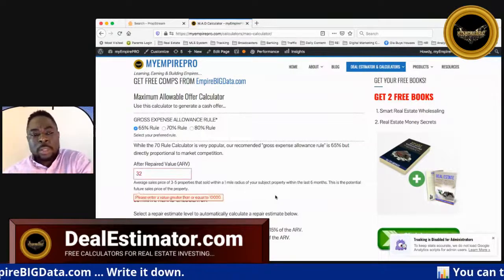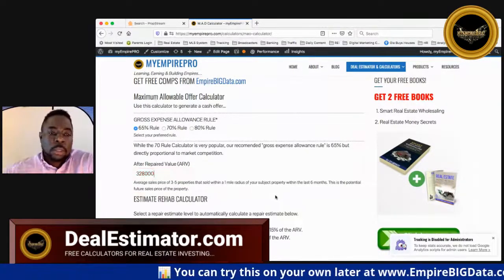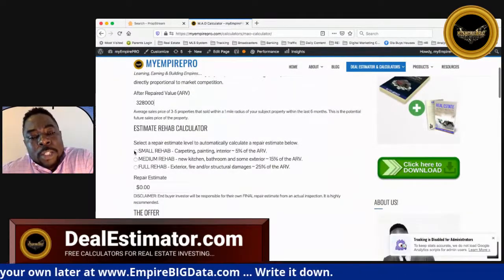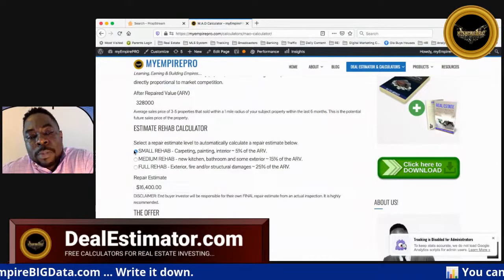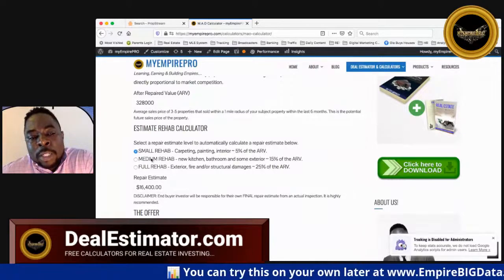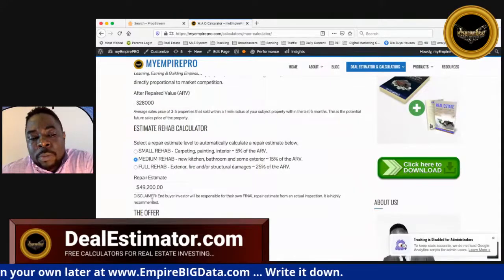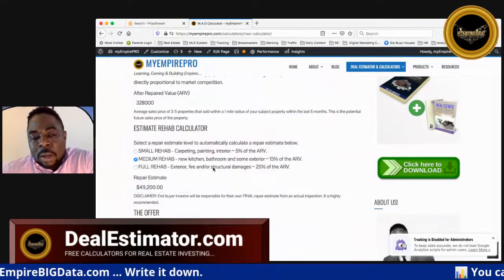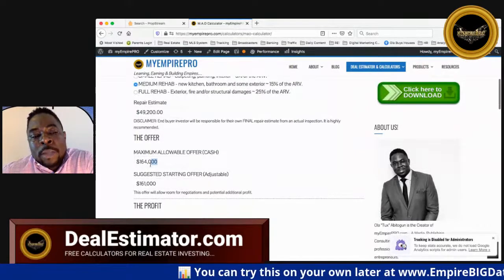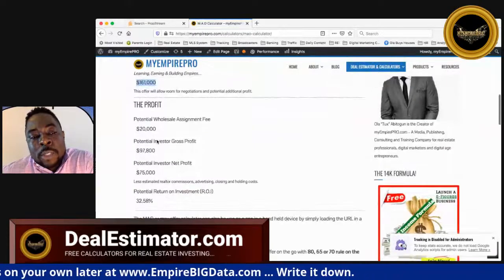So we're going to put $328,000 here, and we're going to dive in. Let's just assume this needs a small rehab. Probably this property is going to need a little bit more than a small rehab, so I'm just going to do medium rehab. I want to spend about $50,000 on the property, $40,000 give or take. And that tells me that my offer is going to be at around $160,000.